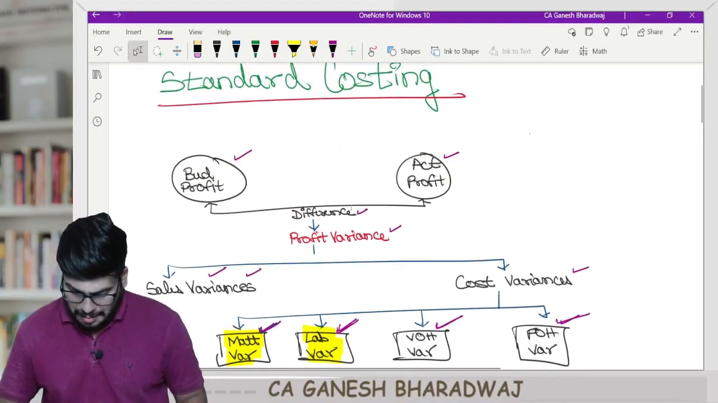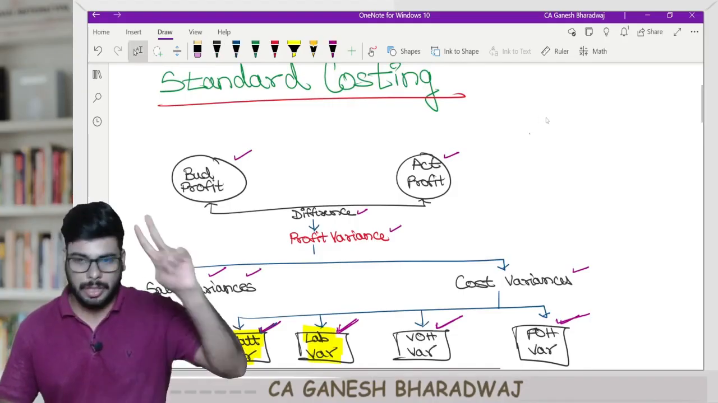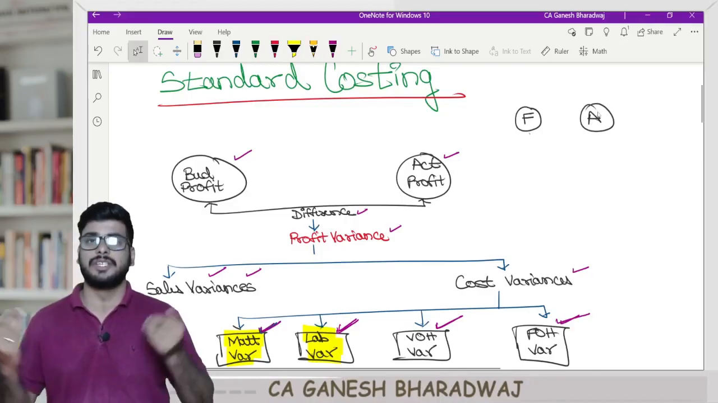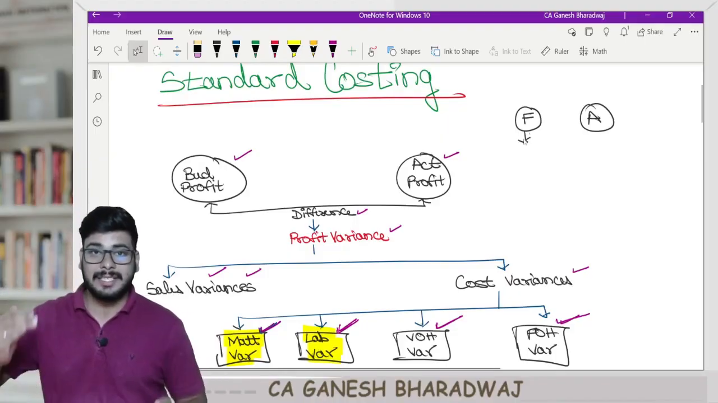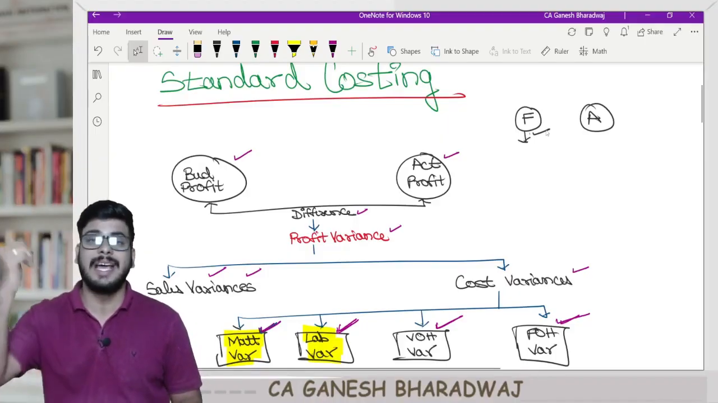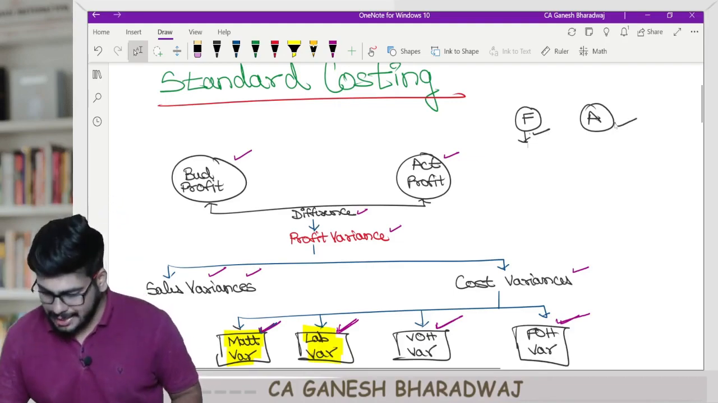Yes. Now, one more thing. In this chapter, we will be using 2 terminologies. One is called a favorable variance. The other one is called an adverse variance. What do you mean by a favorable variance? Any variance that results in increasing your profit is called a favorable variance. Any variance that results in decreasing your profit is called an adverse variance.